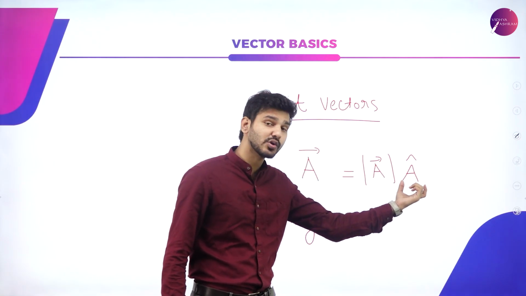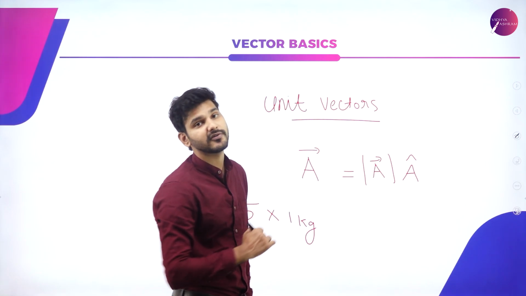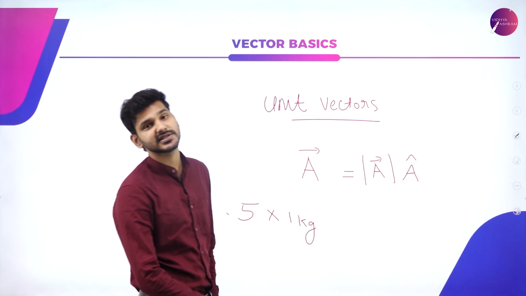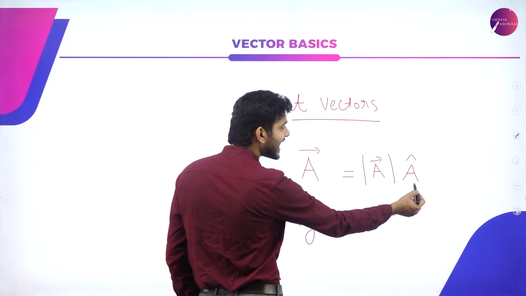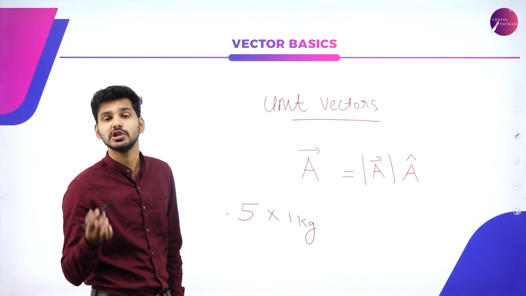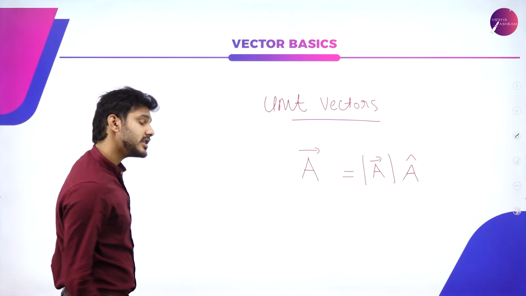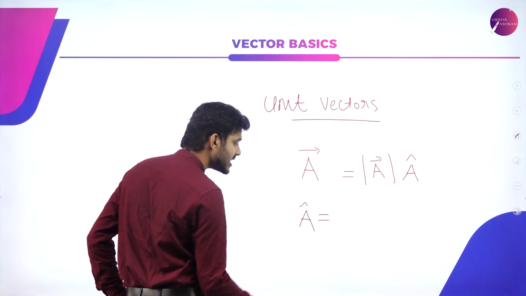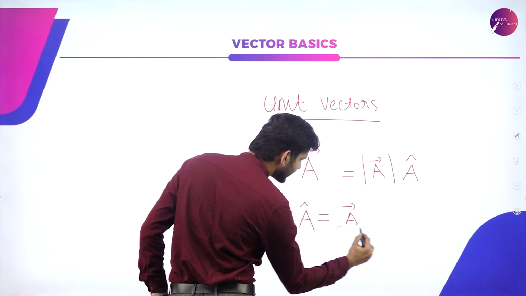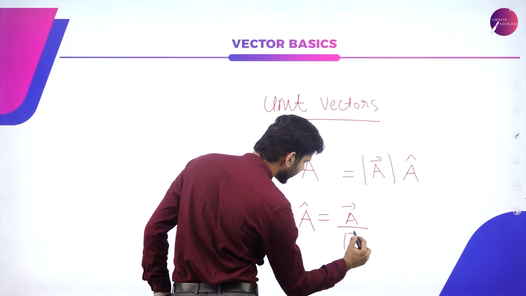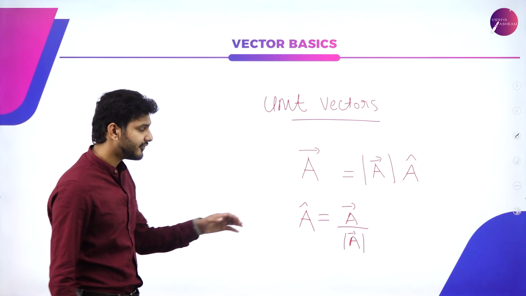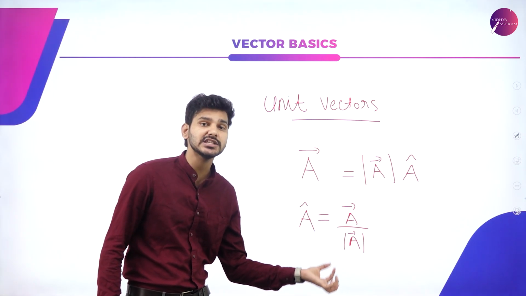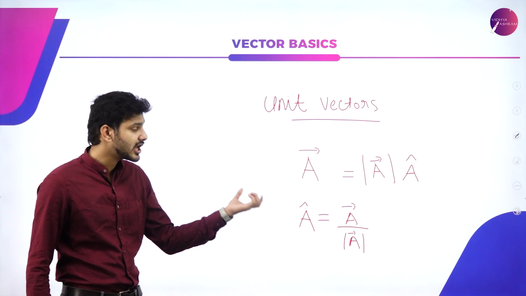So this particular quantity which has a roof on top of it is known as a unit vector, and this roof is known as a cap, or simply this is known as A cap. A cap will represent the unit vector. So if you just want A cap, we can write A cap is equal to vector A divided by modulus of vector A. So if you divide any particular vector by its magnitude value, then you will get the unit vector.